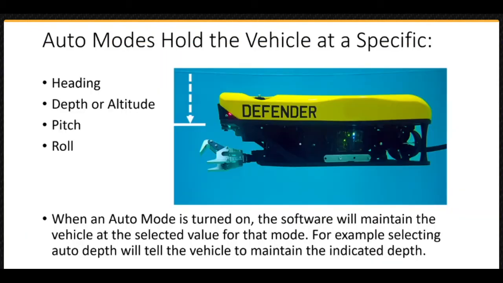Auto modes hold the vehicle at a specific heading, depth or altitude, pitch or roll. When an auto mode is turned on, the software will maintain the vehicle at the selected value for that mode. For example, selecting auto depth will tell the vehicle to maintain the indicated depth.